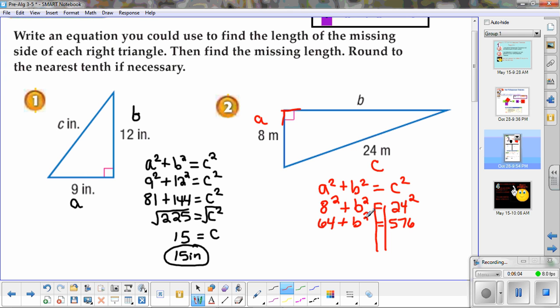Now, if I want to get b by itself, I need to first get rid of this 64. To get rid of 64, I'm going to subtract 64 from both sides.